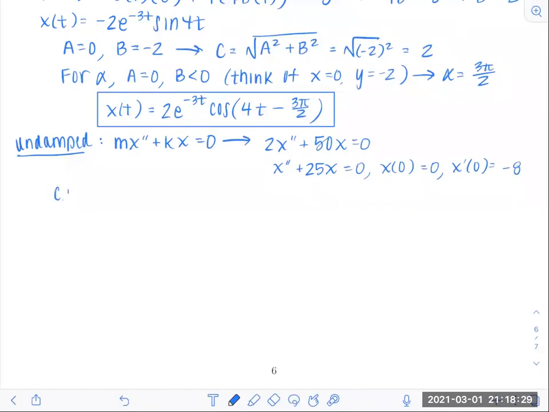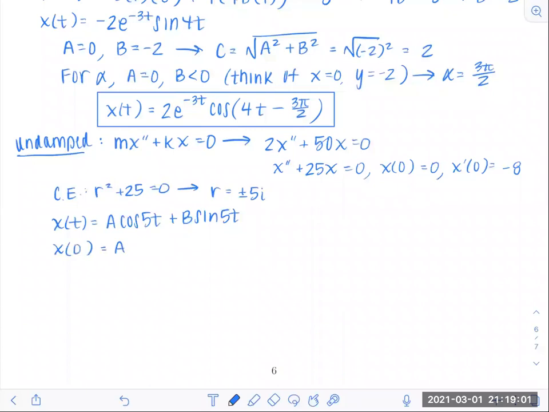All right, so let's run through the motions. The characteristic equation would be r squared plus 25 equals 0. Those are going to give us complex roots plus or minus 5i. And so we get x of t equals a cosine 5t plus b sine 5t. And let's go ahead and impose those initial conditions. x of 0 equals a times 1 plus b times 0, and that equals 0. So here we're going to conclude that a equals 0.